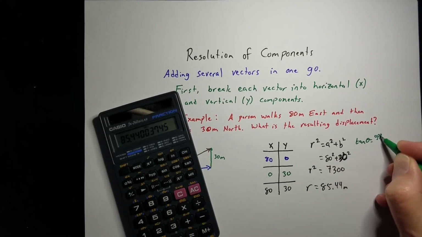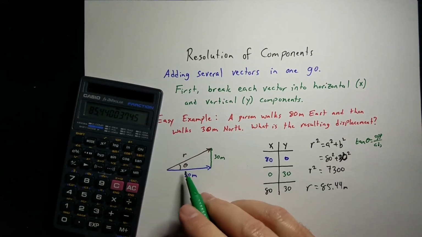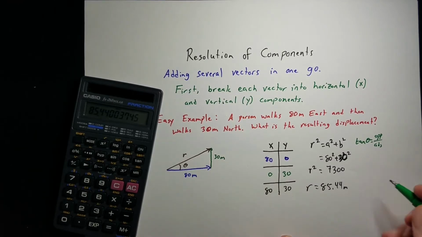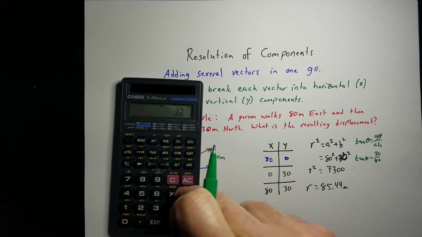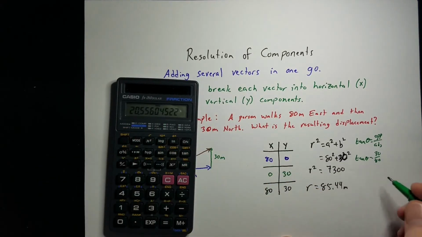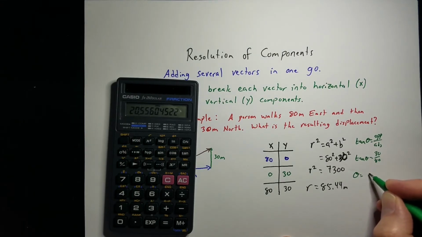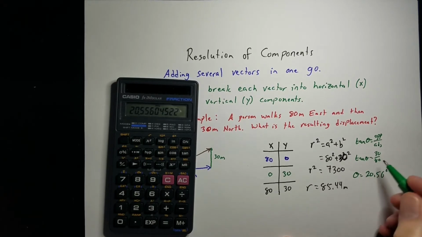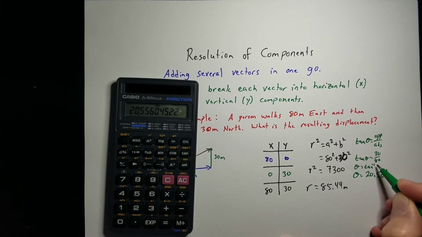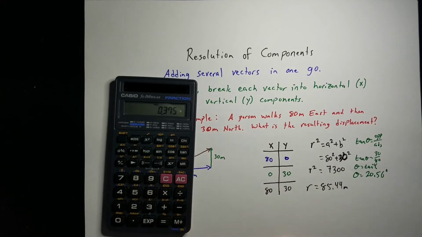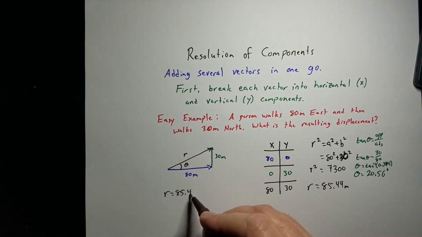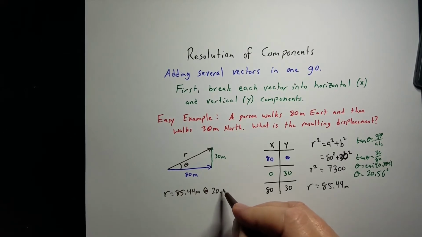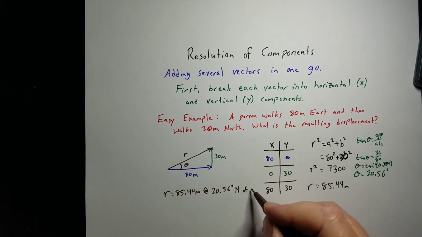Tangent theta is opposite over adjacent. And remember, we're always finding the angle from the original one to our resultant. So in this case, tangent of 30 over 80, then take the inverse of that, so theta will equal 20.56 degrees. When you do this, it'll be the arctangent of 0.375. So the resultant would be 85.44 meters at 20.56 degrees north of east.